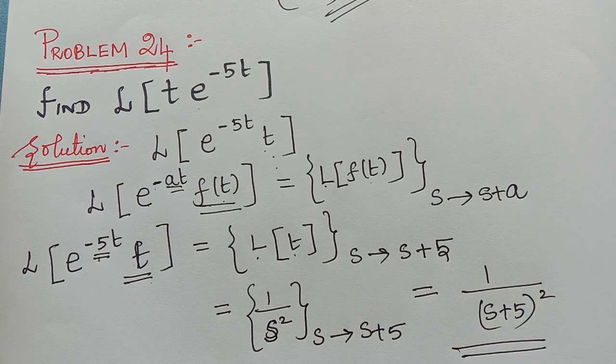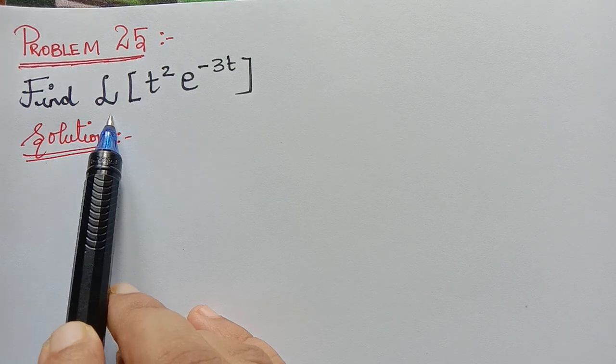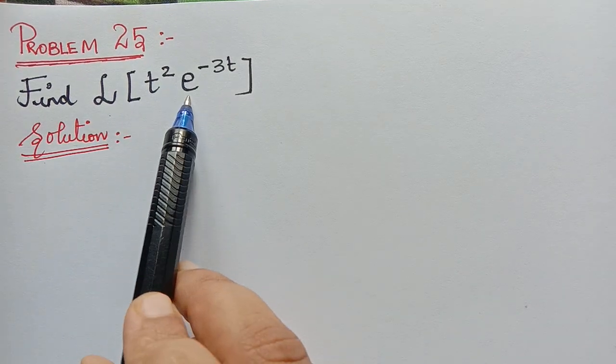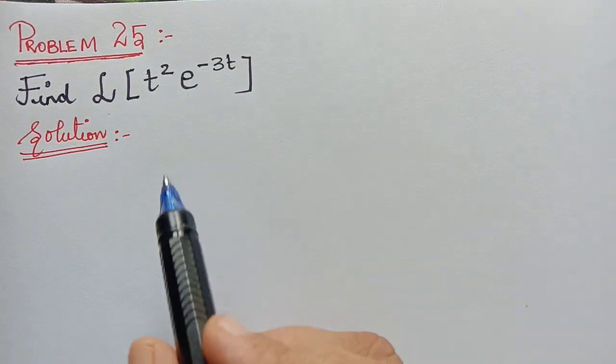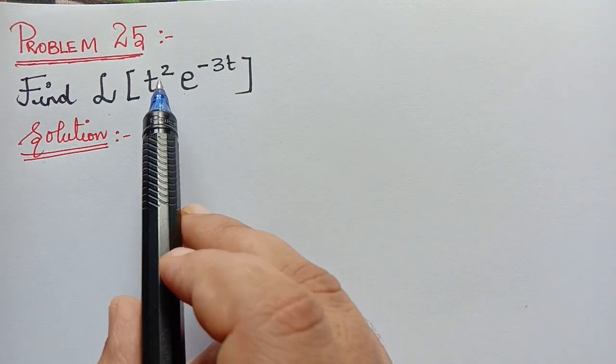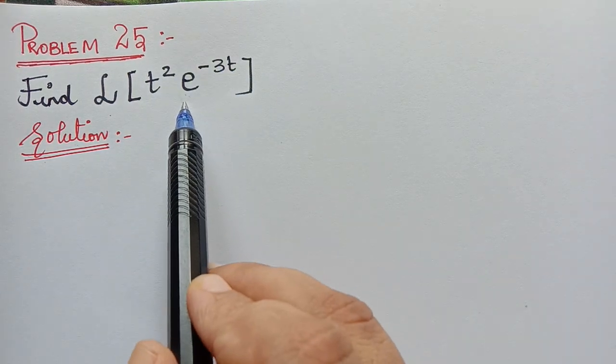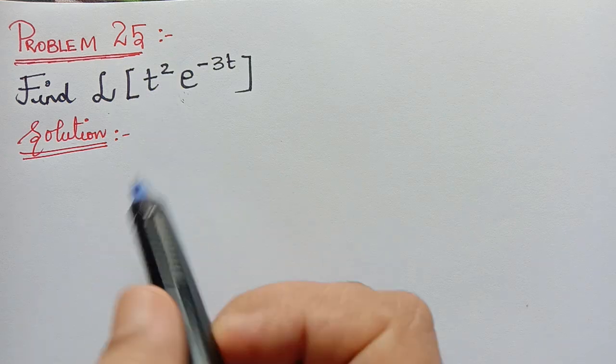We shall now do problem 25. So the question here is, find Laplace transform of t square e to the power negative 3t. Now here we have the product of two functions, where one of the functions is t square and the other function is e to the power negative 3t. So we can use the first shifting theorem.